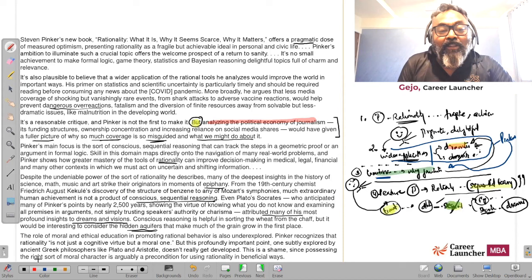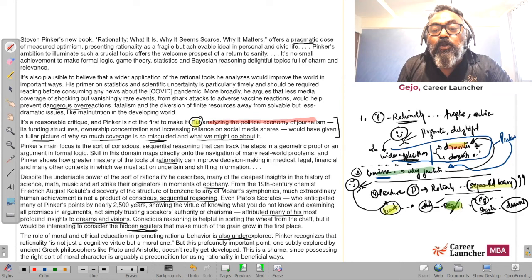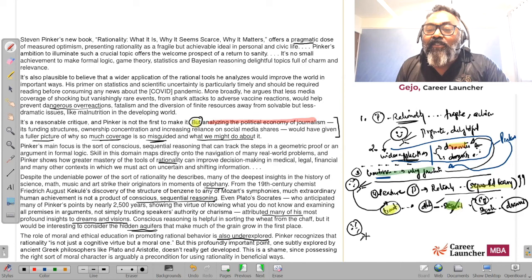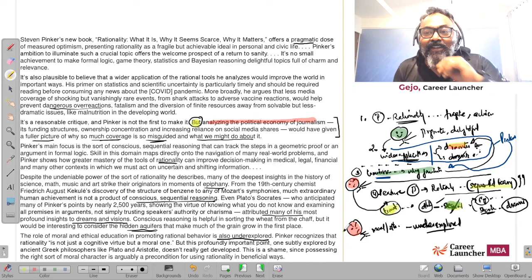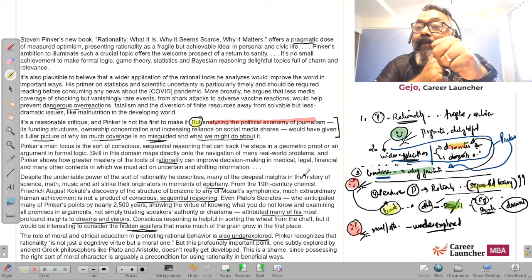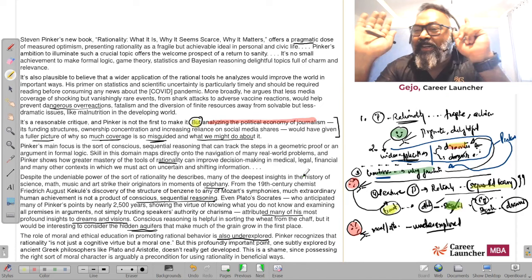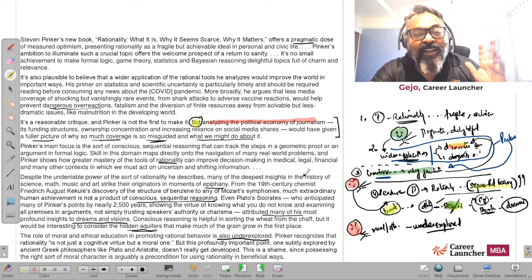That's where I believe this passage is. The role of moral and ethical education in promoting rational behavior is also underexplored. The author is now saying that moral ethics is underexplored in this particular book. So far the author seems to be happy about the book. Suddenly we see the author is like, wait a minute, and changes the tone immediately. Initially he's saying it's nice, but point one, you did not look into why these people are doing it. Point two, you are telling us sequential reasoning is all very good, but look at others. Point three, you missed out on moral and ethical education.